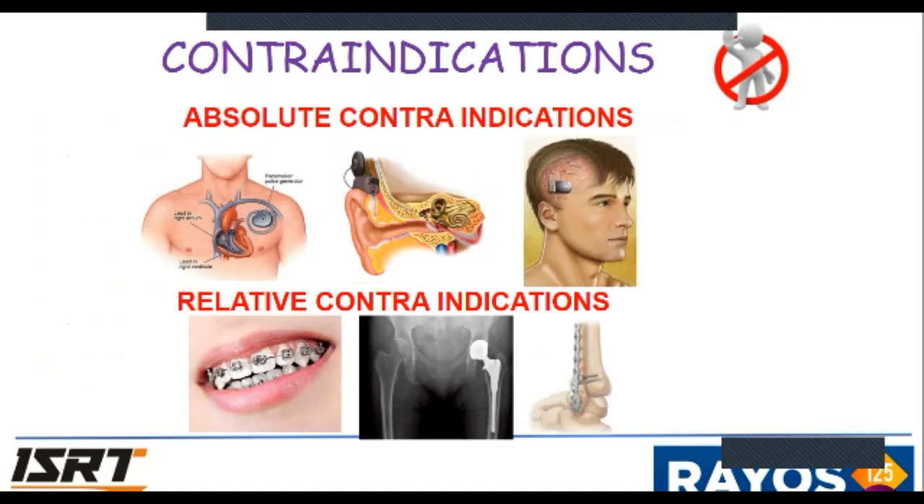And the contraindications include absolute and relative. The absolute are non-compatible pacemaker, neurostimulator, and cochlear implant, whereas relative contraindications are dentures, metal implants, and screws. Also, contrast agent is contraindicated for the pregnant patient.